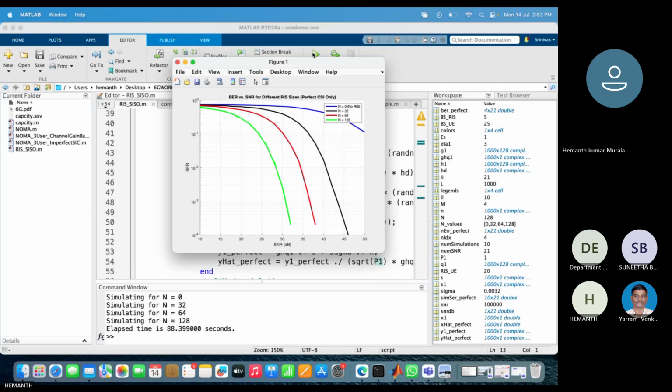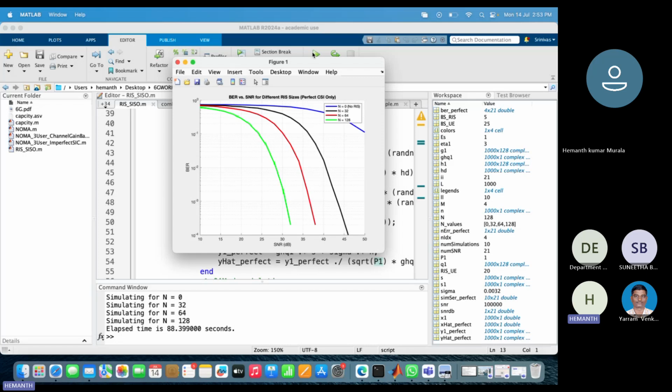See, the blue color is the indicator without IRS, meaning N is equal to 0. So what is the BER? And I am sending a transmitted power of 50 dB. How much bit error will be coming? 10 power of minus 1. What is the meaning of that bit error? You know what bit error means? For example, I am transmitting 100 bits and the receiver receives only 99 bits. How much bit error will there be? 10 power minus 2. That is the bit error.